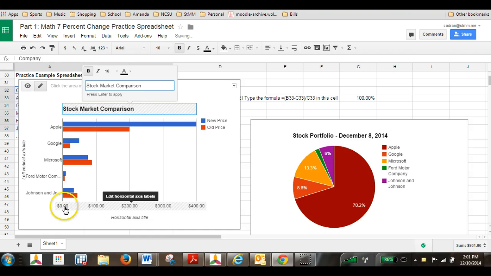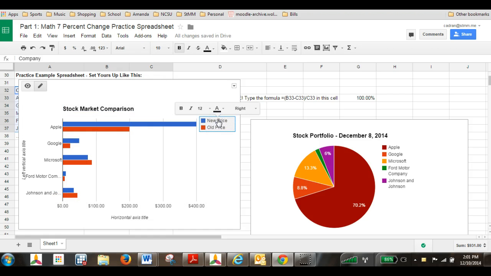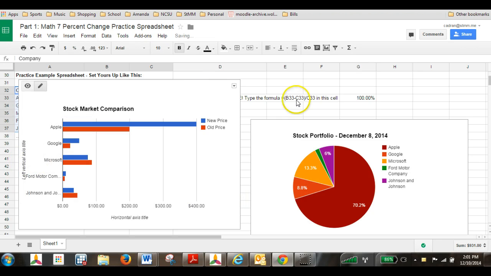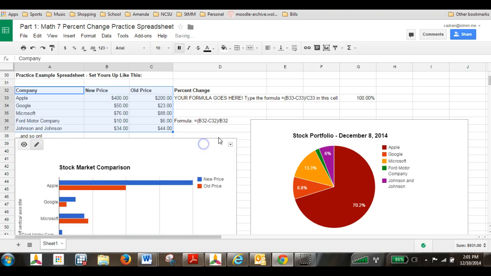And again, I can go ahead and edit any part of that legend that I want to. I could also even give a title for the axis down here or the vertical axis. And again, I can resize those charts, move them around anywhere that they need to go.